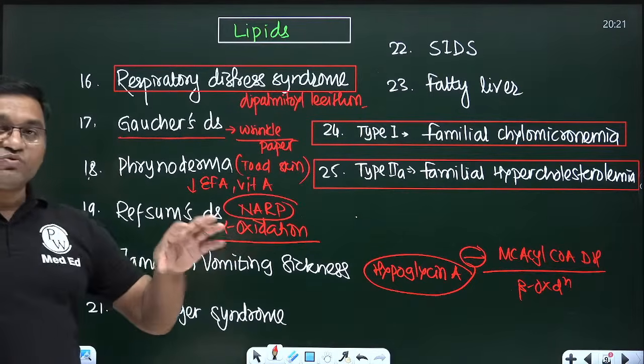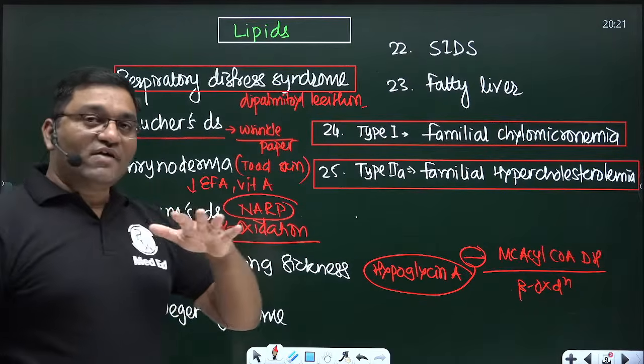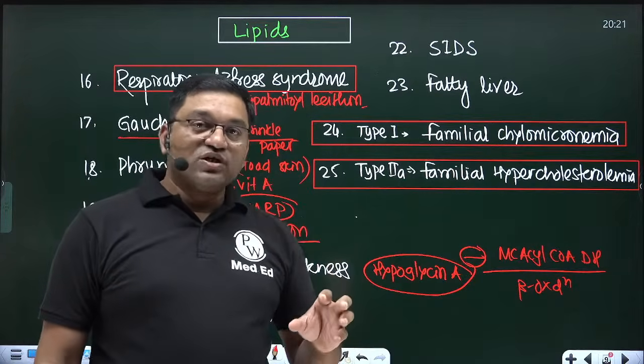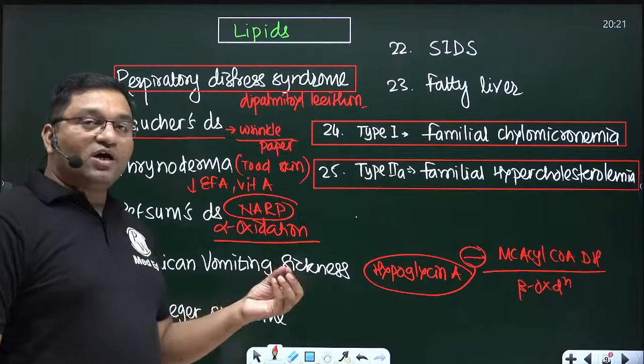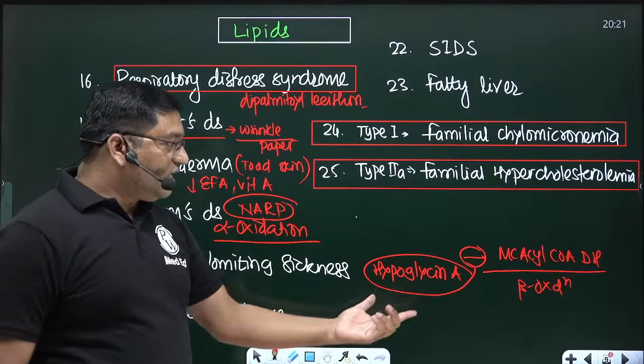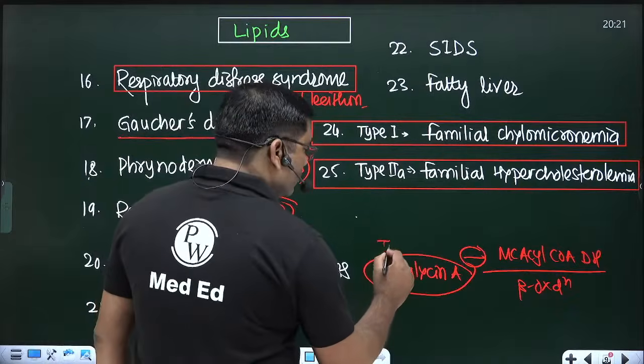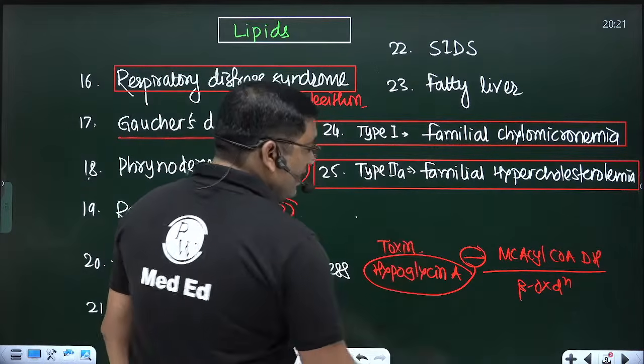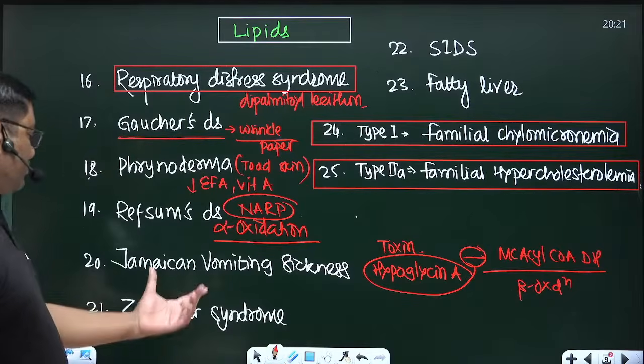The special fruit found in certain regions of Africa is known as ackee fruit. When a person consumes unripe ackee fruit, which contains the toxin hypoglycin A, it causes inhibition of acyl coenzyme A dehydrogenase, and that blocks beta oxidation, and symptoms will be there.